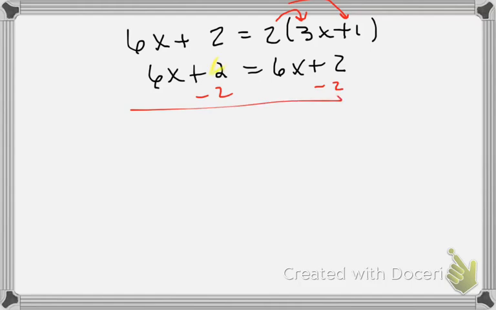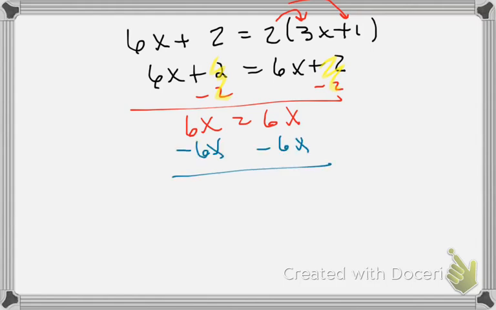Notice this becomes a zero pair. So does this. This becomes a zero pair. So it ends up I have 6x equals 6x. Notice that they're the exact same thing. So even if I went ahead and subtracted 6x from both sides to try to get them all on one side, I'd still end up with the same number, so it'd be 0 equals 0. When this happens, the solution is called all real numbers.